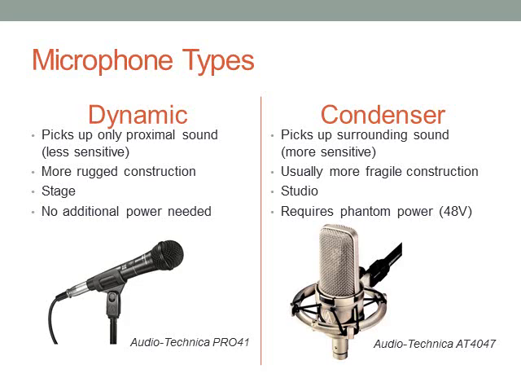The other common type is a condenser microphone, which is usually seen in a studio setting. These are more sensitive than dynamic microphones and pick up a wider range of sound, including more of the ambient setting. These require phantom power to operate.